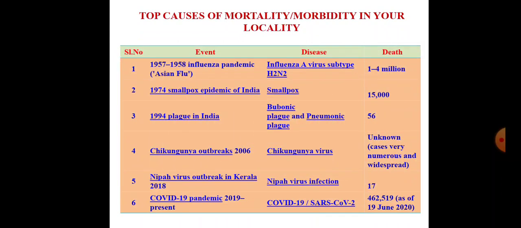And another one is the top causes of mortality in your locality. This is a scientifically or biologically important area of research problem selection. Any top cause of mortality that happens locally has to be taken as a serious research problem and has to be cleared as soon as possible. Likewise, the table shown here runs from the flu to the current COVID-19.